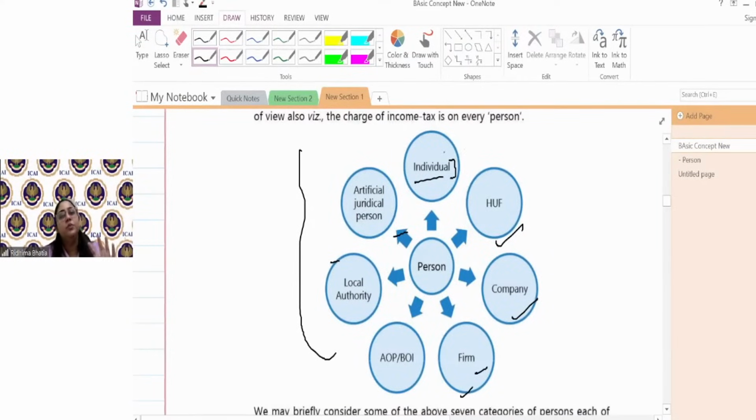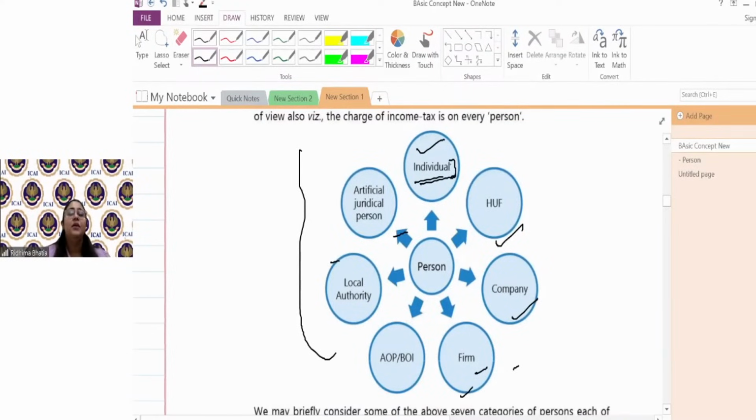So person की definition में कौन कौन आ रहा है? Individual, HUF, company, firm, AOP, BOI, local authorities and artificial juridical person. But अब हम एक एक करके समझेंगे कि इन सब के मतलब क्या है. What all these mean? Individual हमें समझ आ गया, like Mr. X, Mr. A, Mr. B, Ridhima, Ajit, anyone, Manish, these are all your individuals, okay? So you are a taxpayer as an individual.